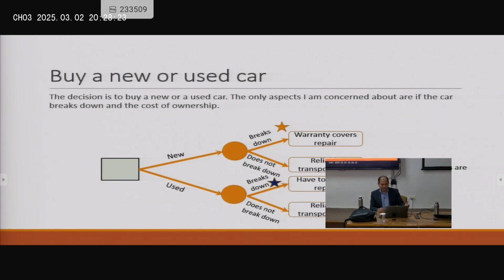And sky is the limit, right? We can make this as complicated as we want to. But the main point I wanted to make was that a new car and used cars will have different probabilities of failure, and so on and so forth.